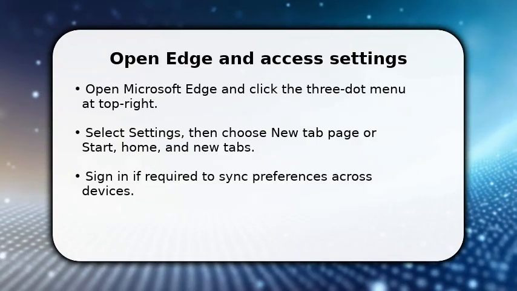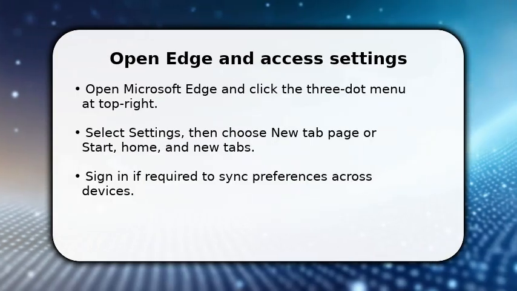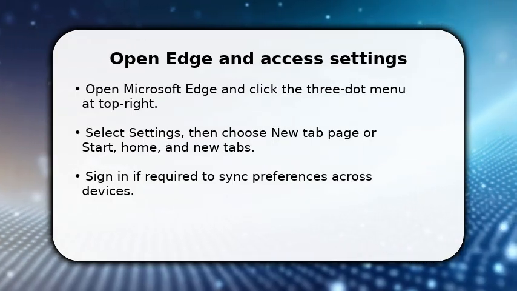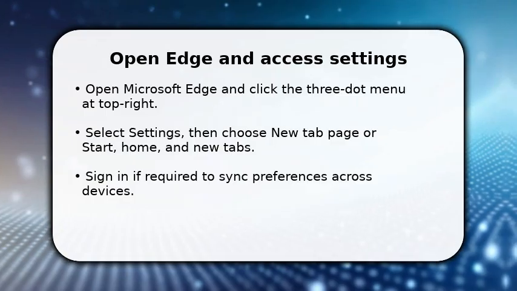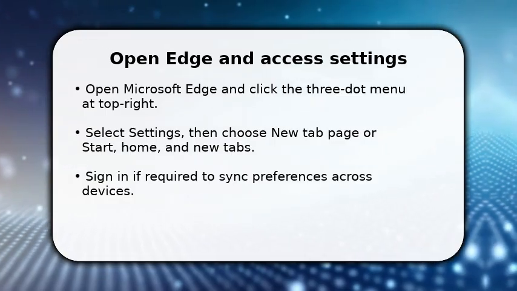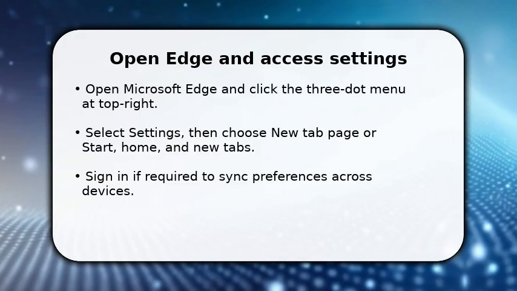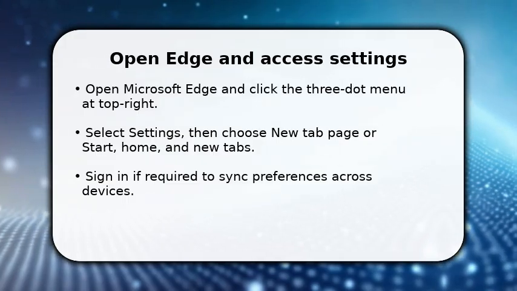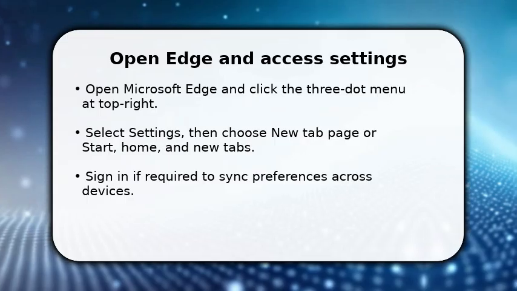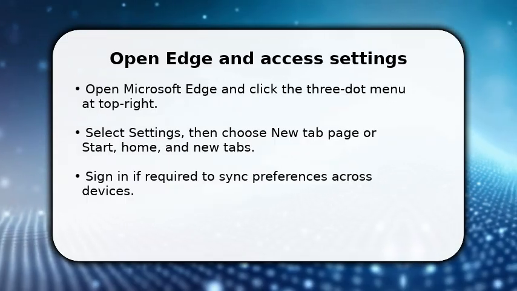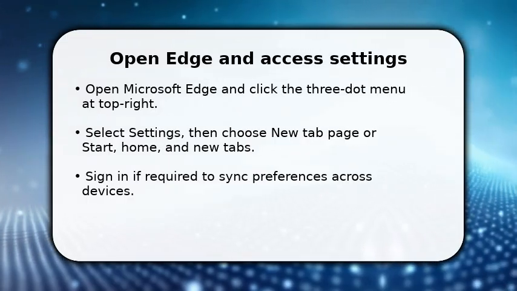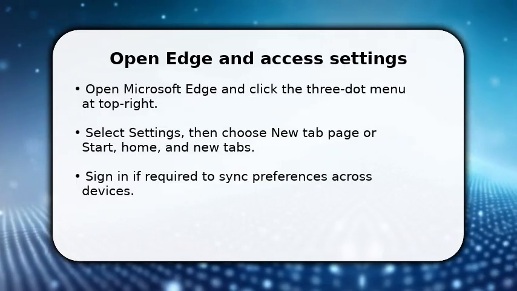You start in Edge, open the three-dot menu and choose Settings so you can change what appears on Startup and New tabs. Once in Settings, go directly to the section labeled Start, Home, and New Tabs, or New Tab page depending on your build. This is where Edge controls content. Make sure you're signed into your Microsoft account if you want changes synced, but you can proceed locally.